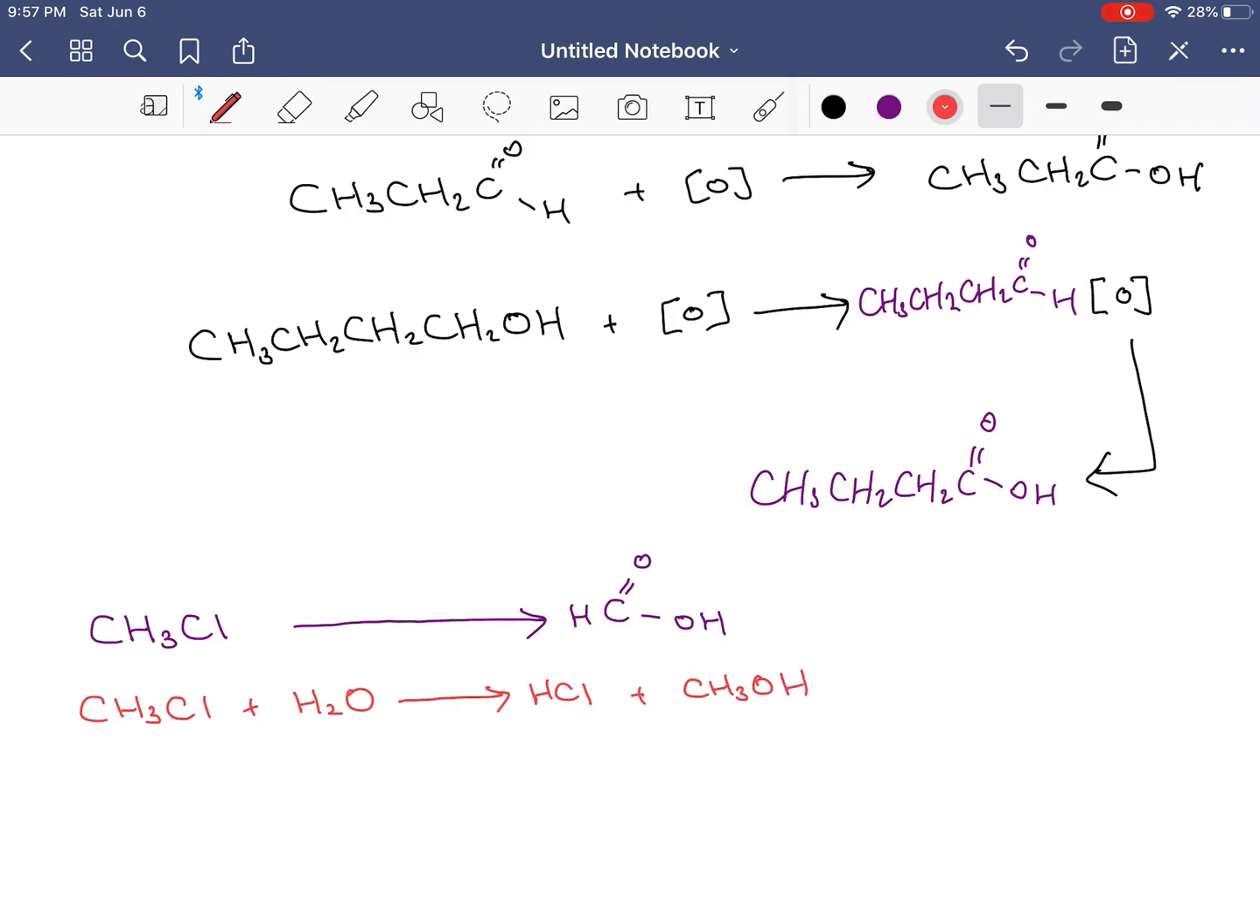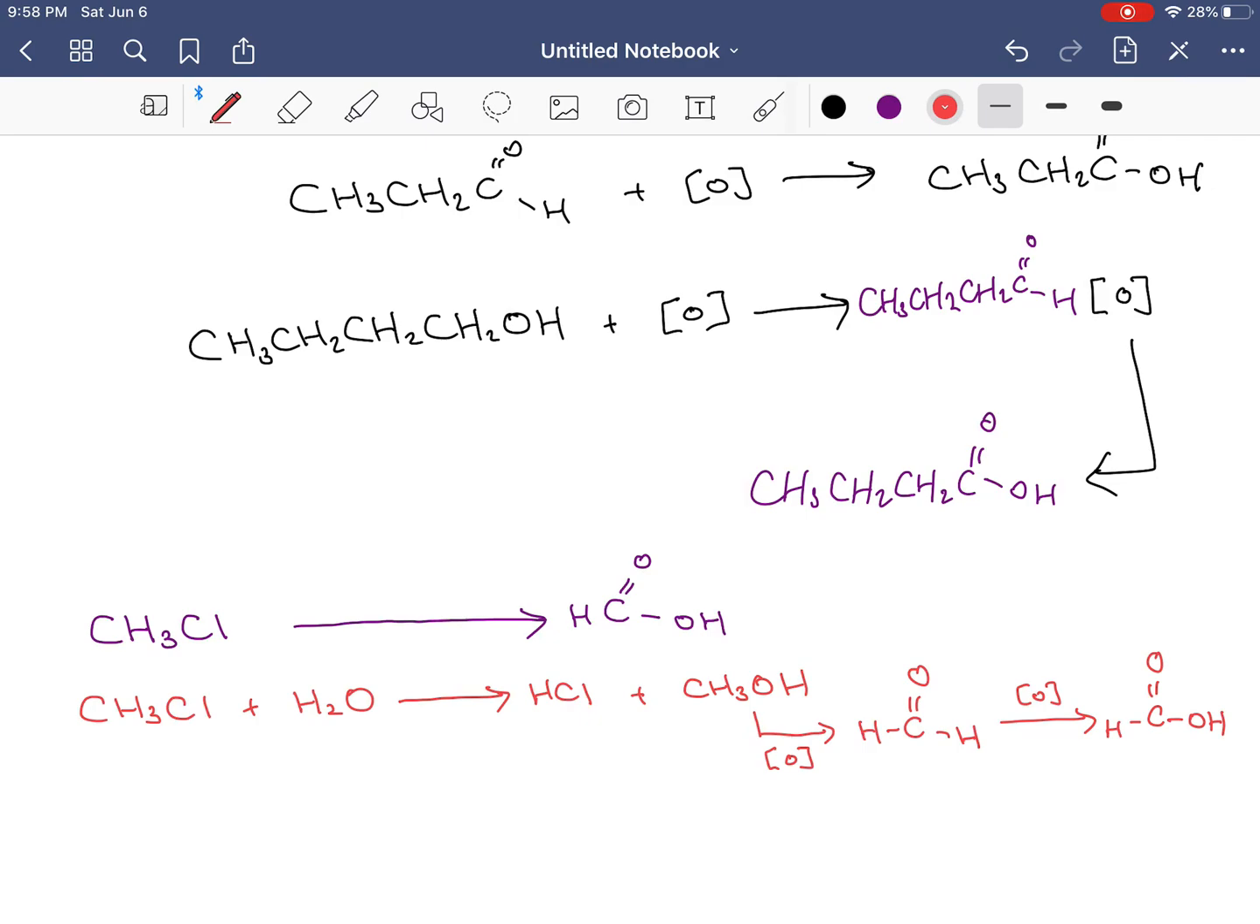Now, things are going to be simple now, right? Because if you take this and you oxidize it, you will get methanol. If you oxidize this one more time, you will get the thing I'm asking for, which is methanoic acid. So that is a reaction pathway.